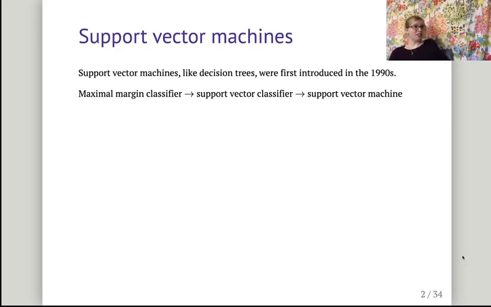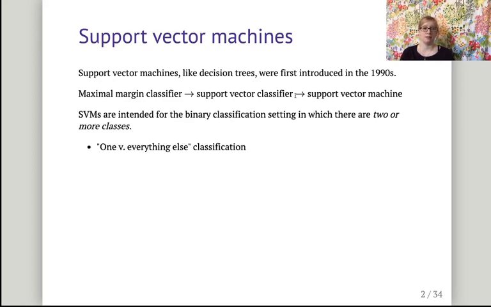Support vector machines are actually a pretty new technique. Decision trees were first introduced in the 1990s, so were these, or SVMs. There's sort of a logical progression here. So the first thing that we'll do is talk about the first introduced type of support vector machines, the maximal margin classifier. After that, we'll talk about the support vector classifier, what that represents, and then finally, support vector machines.